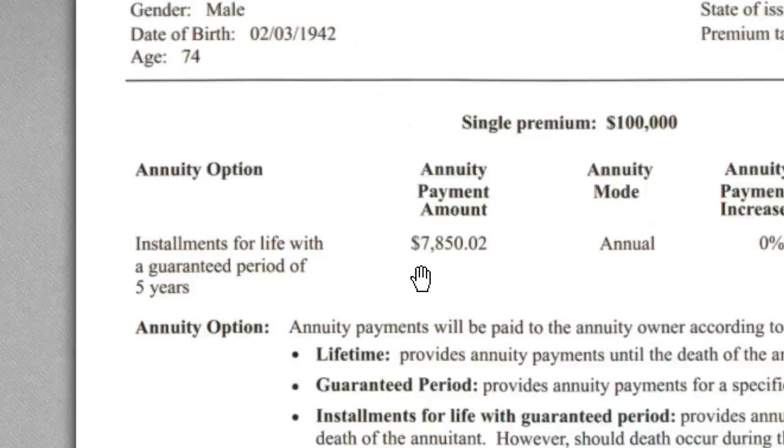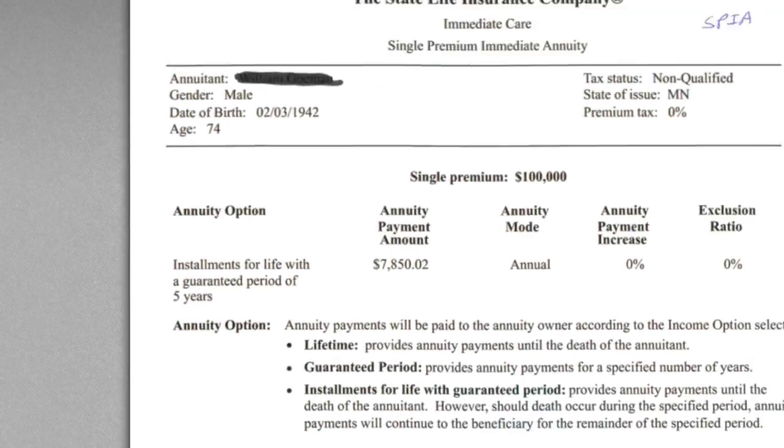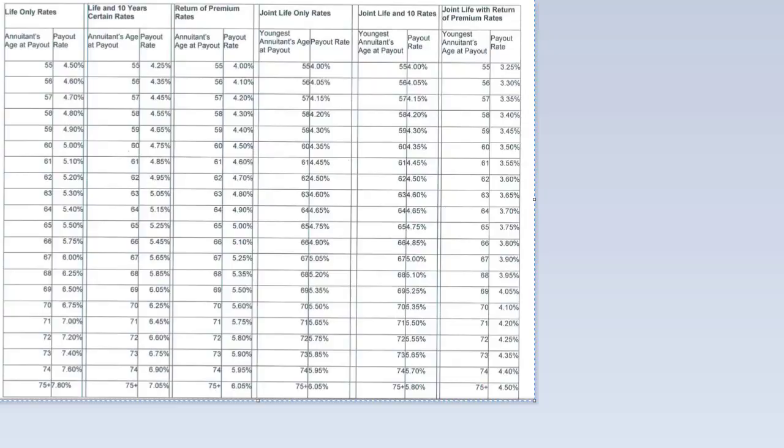This policy would pay $7,850 the rest of this man's life. Now on this illustration we did 5 years certain. So $100,000, they get $7,850. That's about 7.8% return, 5 years certain. So on our illustration here I have a 10-year certain one at 75, 7%. That's guaranteed the rest of your life, and that's with annuities.